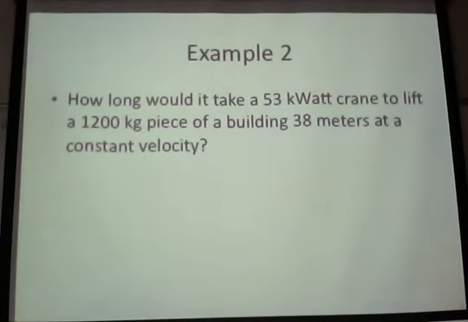Next, we'll look at a little bit more detailed example, or at least a little bit more that goes into this one. Here, we're trying to lift up an object, a piece of a building, using a crane. We're given the power rating for the crane is 53 kilowatts, or 53,000 watts. We're given the mass of the building, but we don't know anything about force here. So that tells us we're going to have to go back to some of the stuff from the last chapter to figure out what the force acting on this building piece is. We're trying to lift it 38 meters at a constant velocity. So we start with our given information.